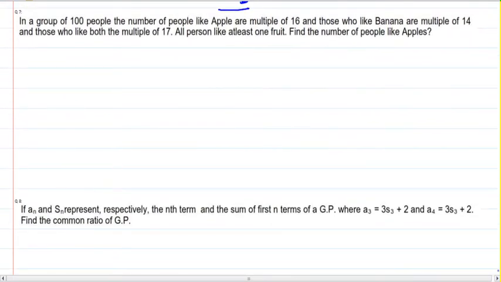Now, what does the next problem say? In a group of 100 people, the number of people who like apple are multiples of 16. Those who like banana are multiples of 14, and those who like both are multiples of 17. All people like at least one fruit. Find the number of people who like apples.